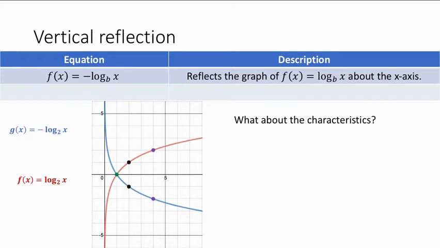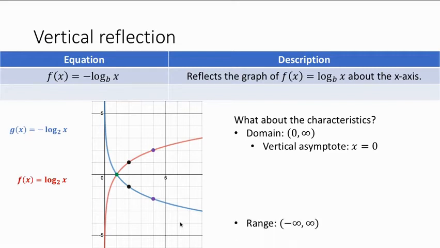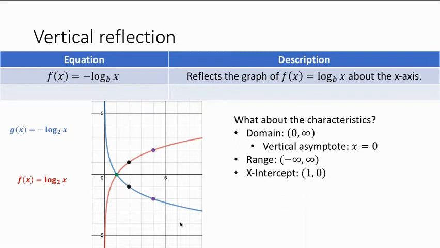But what about the characteristics? The domain of our blue function didn't change at all. That is still going from 0 to positive infinity, which also means that I still have that vertical asymptote at x equals 0. My range also does not change. It still goes from negative infinity to positive infinity. My x-intercept doesn't change. That's at (1, 0).